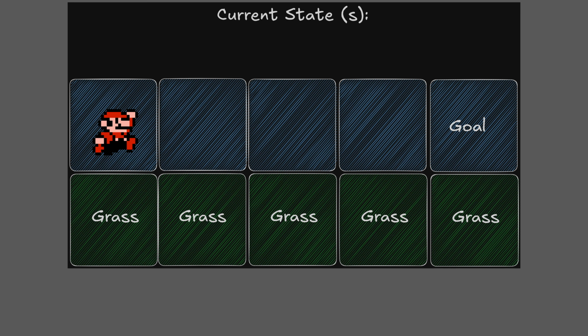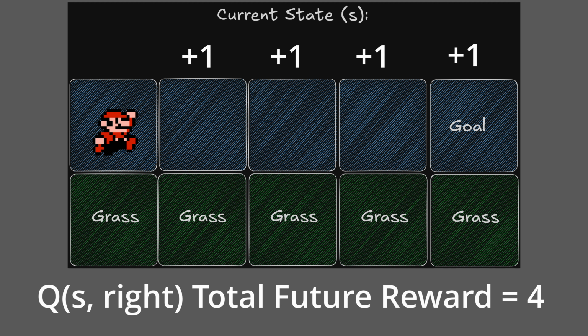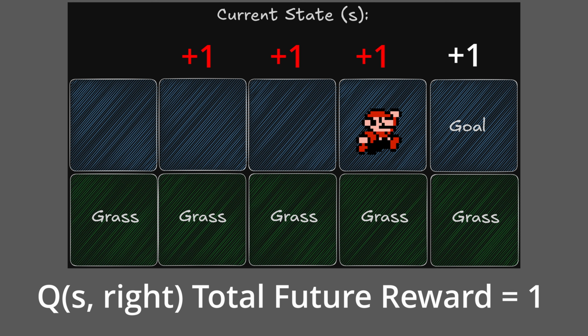Imagine a small grid where Mario needs to move to the right to reach the goal. Each time he moves closer, he gets a one-time reward of +1. From the starting position, there are 4 steps to the goal, so the total future reward equals 4. Mario takes 1 step closer, the total future reward equals 3. Then 2, then 1. So the Q value should reflect how much reward is left in the future.